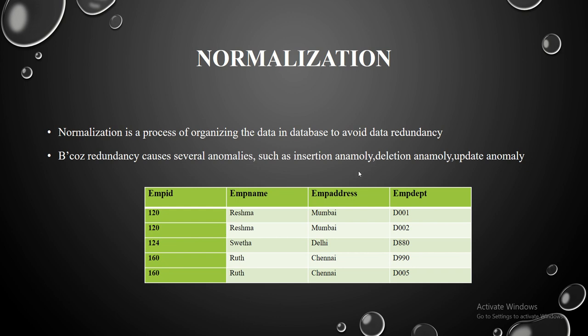Let us consider this table: employee ID, employee name, employee address, and employee department. So here initially one company recruited one new person, but did not assign a particular department. So in that case, if this column won't permit the null value, it is not possible for us to enter the newly recruited employee into this table. This is called insertion anomalies.